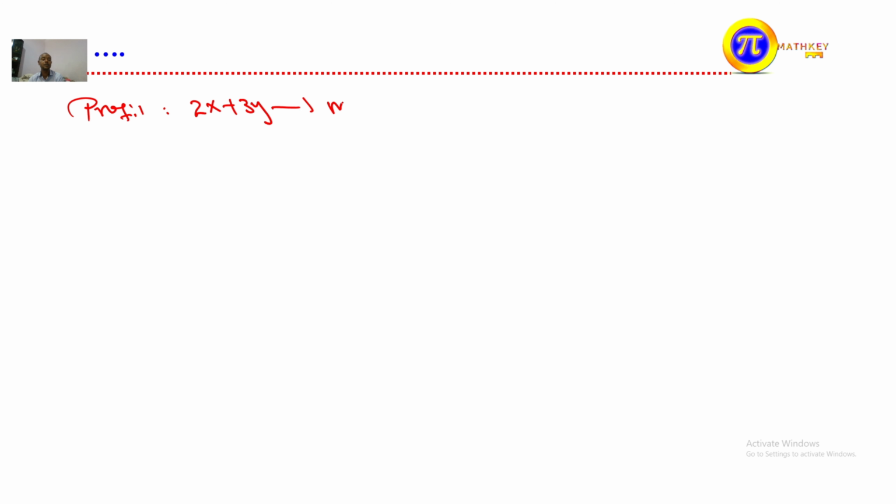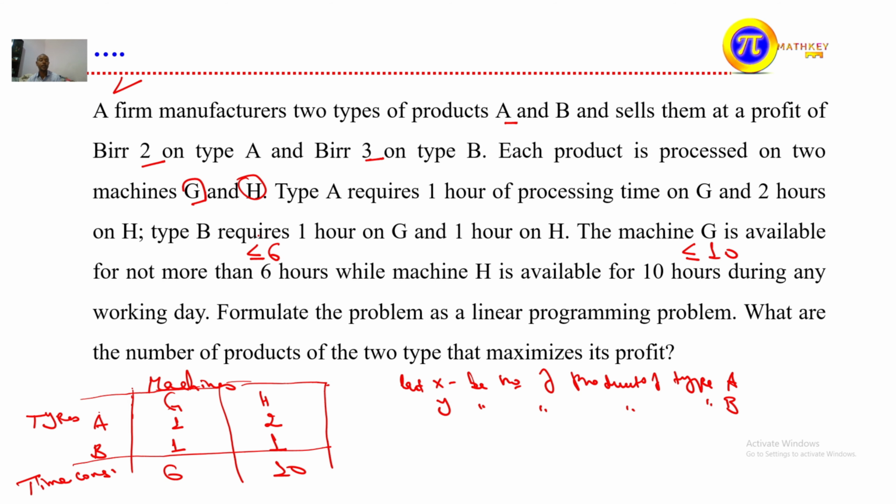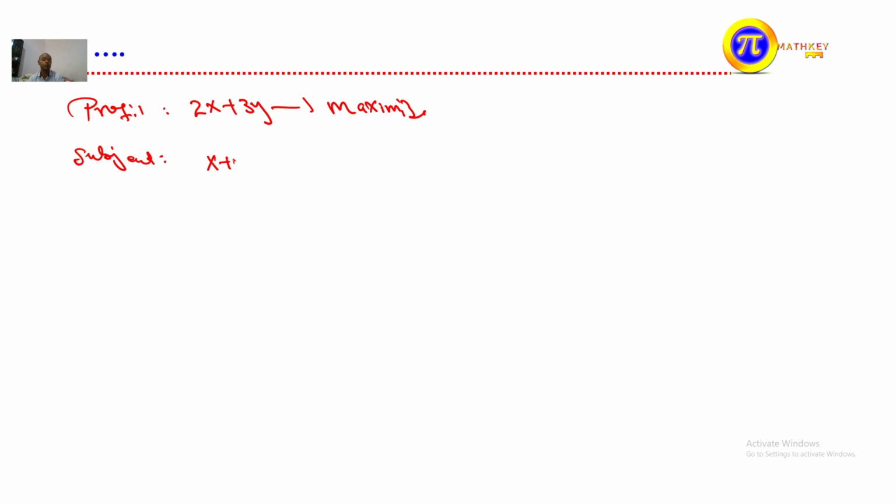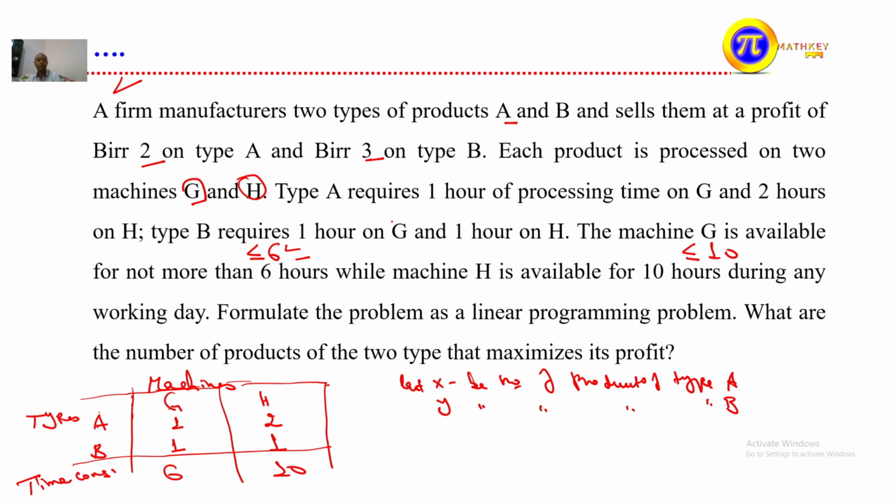So our aim is to maximize our profit, subject to the constraints. The time taken for both products on machine G must be less than or equal to 6. Machine G works 1 hour for type A and 1 hour for type B, so their sum must be less than or equal to 6. That is, x plus y is less than or equal to 6. Similarly, type A needs 2 hours for processing on machine H and type B requires 1 hour, so their sum must be less than or equal to 10.